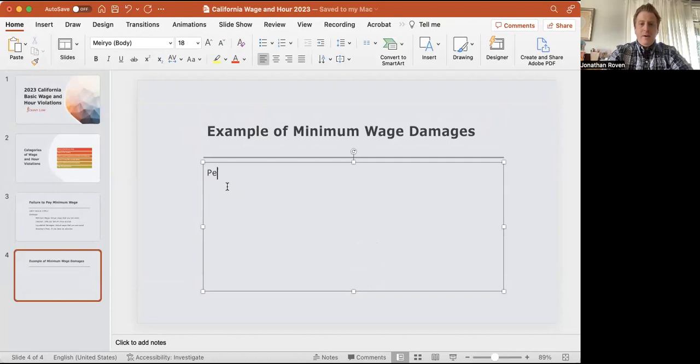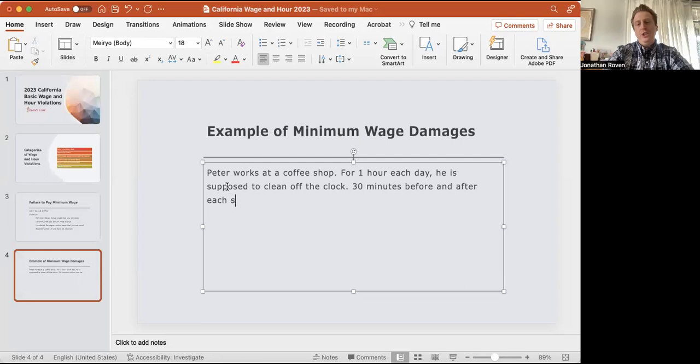So an example of this would be: let's say Peter works at a coffee shop. He is supposed to clean off the clock, so it could be 30 minutes before and after each shift. This is a very common scenario. That's 1 hour of wages. Peter makes $15 per hour. So this is how you would calculate the damage. Let's say it's 5 days per week for 1 year.